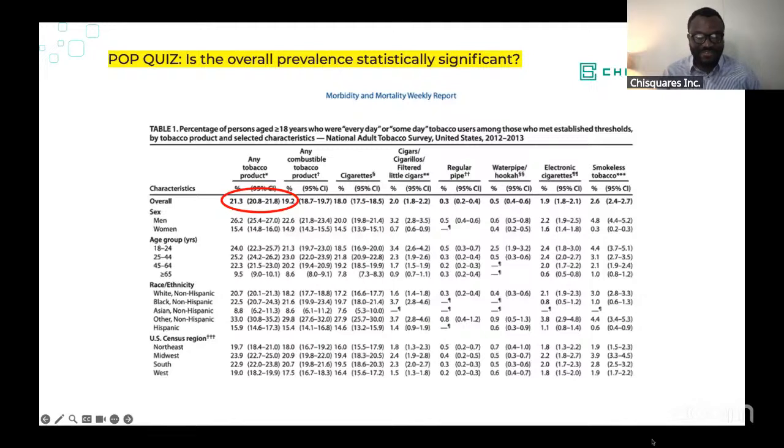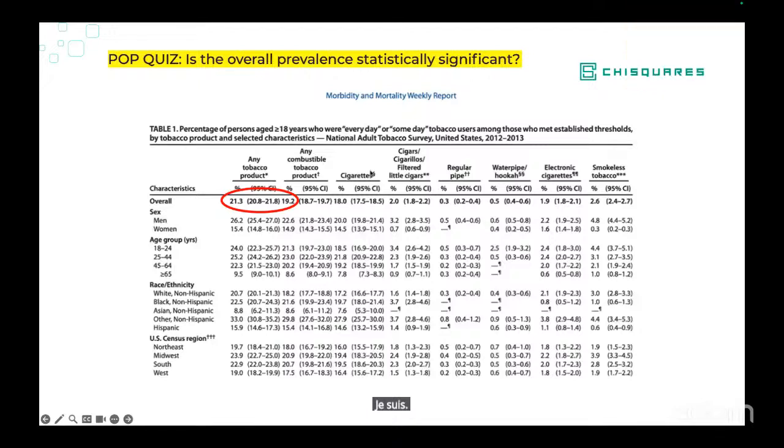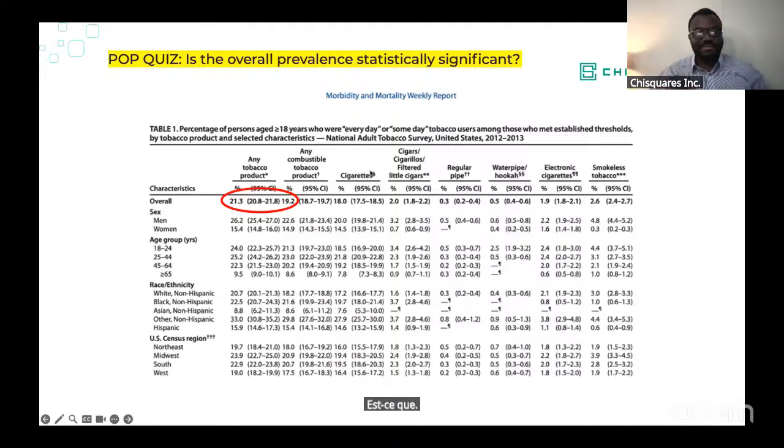We need quick answers. We don't have all day. Any answers? Let me see if there is anything in the chat. Significant. Okay, we need two people to voice: one person who argues that it's significant and tells us why, and one person who says it's not significant and tells us why not. So we need a volunteer on either side. Again, the question is: is the overall prevalence statistically significant? It's on the screen as well.